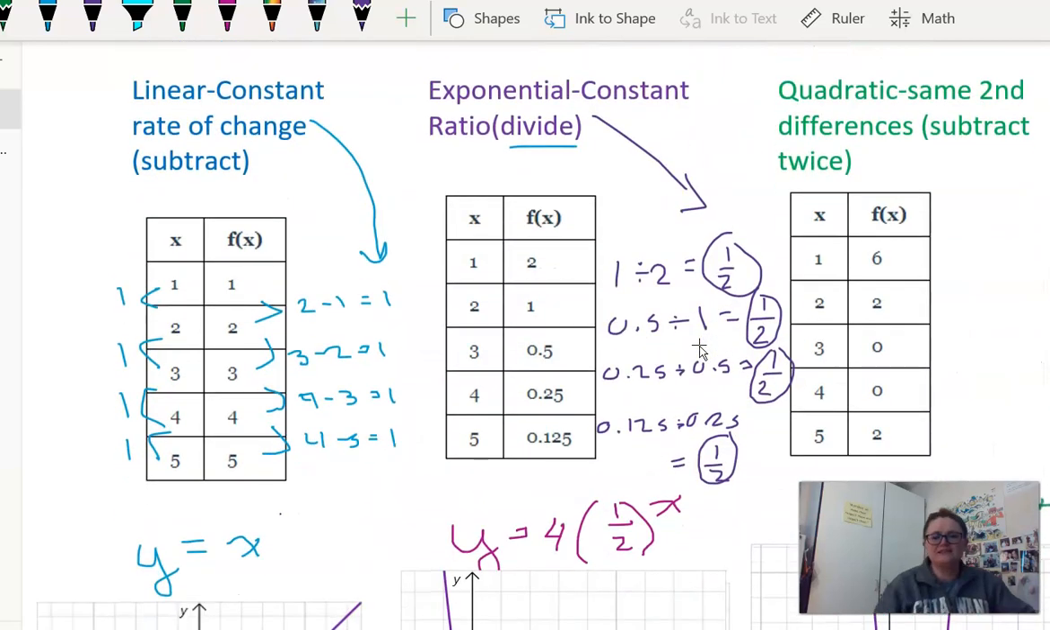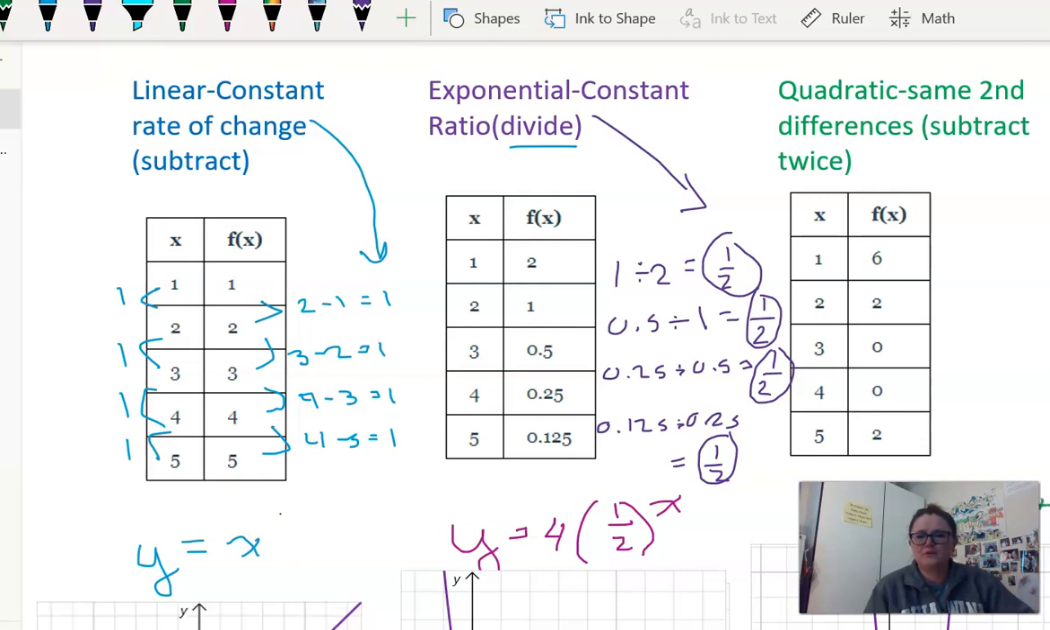Okay, the last type of function that I want to talk about that's part of Algebra 2 is quadratic functions. So quadratic functions don't have a constant rate of change. They don't have a constant factor. What they actually have is a constant rate of changing their change.